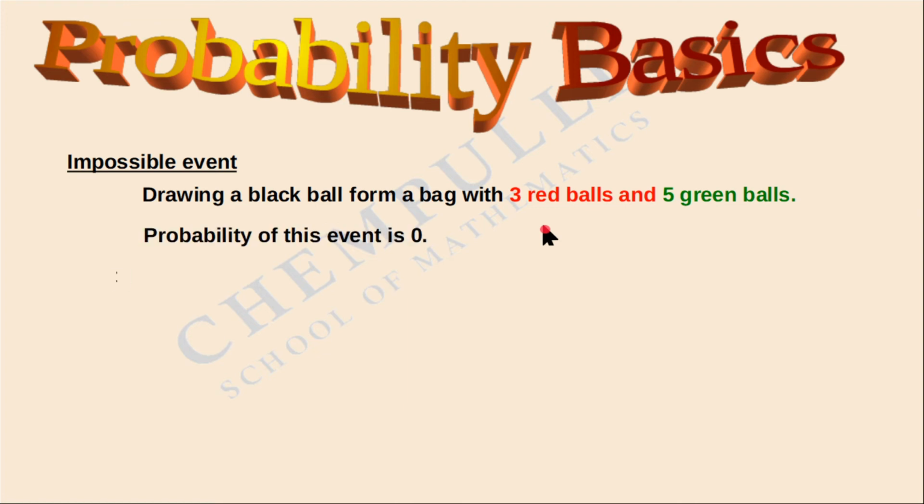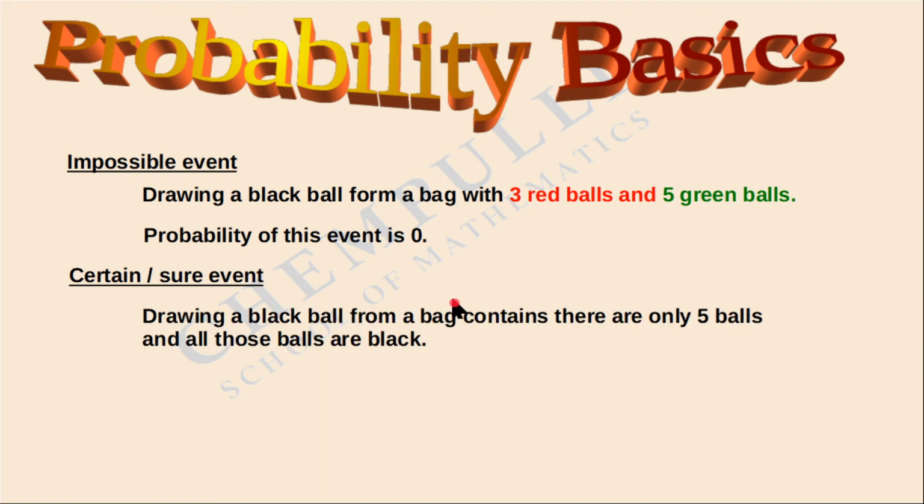Next one, certain or sure event. From this word, you will get the idea about that one. What is a certain or sure event? Drawing a black ball from a bag that contains only 5 balls and all those balls are black. That means one bag is there. That bag contains only black balls. How many black balls are there? 5 black balls. That bag contains only 5 black balls.